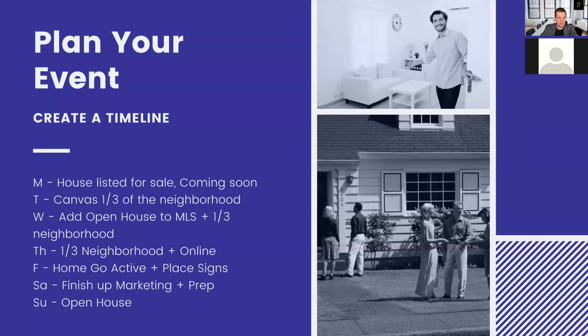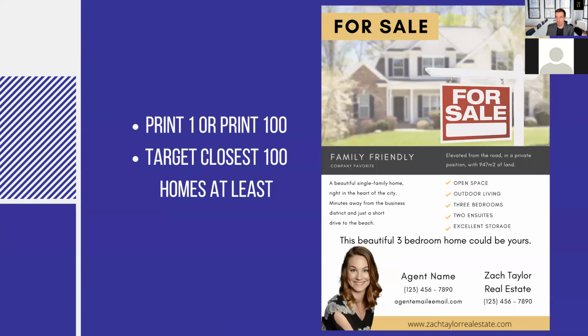So when you say canvass a third of the neighborhood, what are you doing? What does that mean? I'll show you on the next slide. Okay, sorry, go ahead. This is what I'm doing. I am creating a flyer. In the very beginning, I went to the public library and created one, printed it off for 10 cents, which is what the library charged me. Even if you don't have a big budget, you could print 100 of these and whatever that costs, or you have a printer, or you could print one.